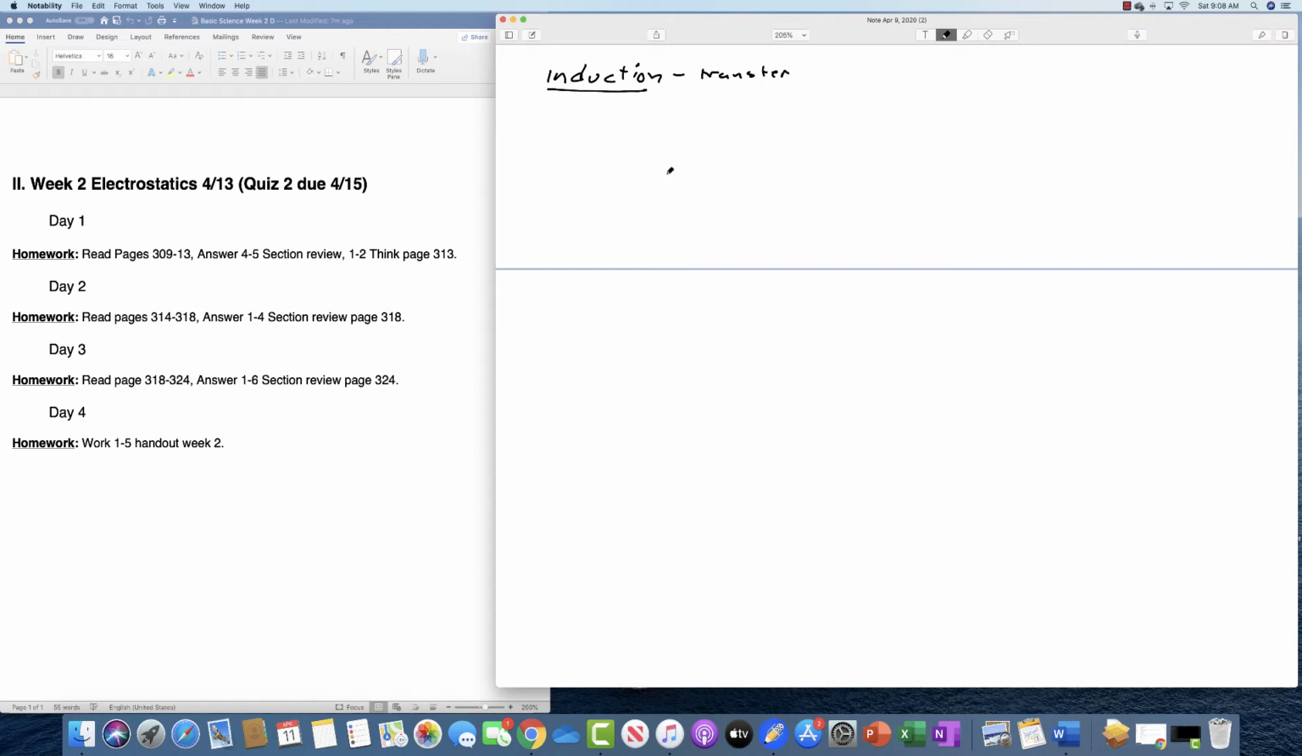Now, how is charge transferred? Well, if you look at the section, you can see that it says one way to transfer charge is if they touch. So if they touch each other, then charge can be transferred.